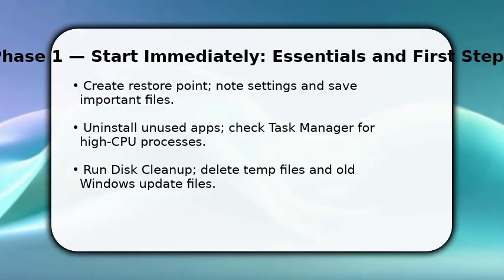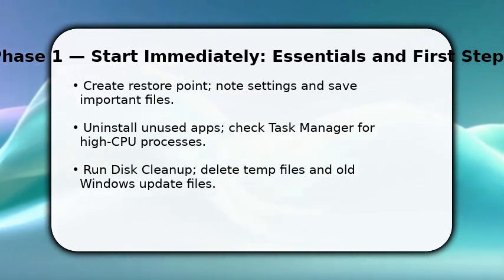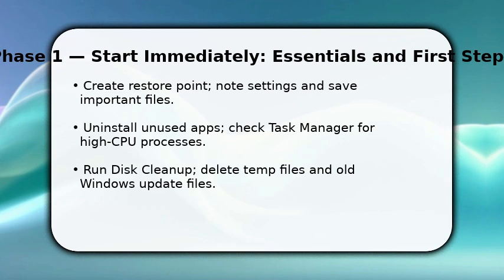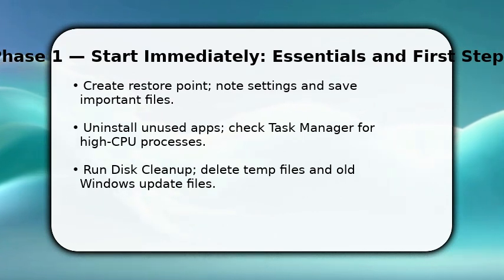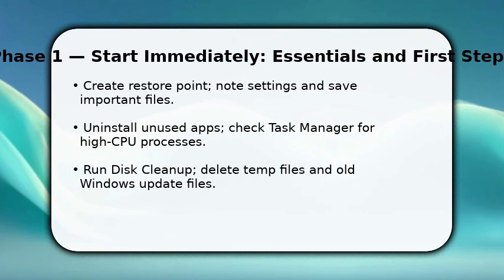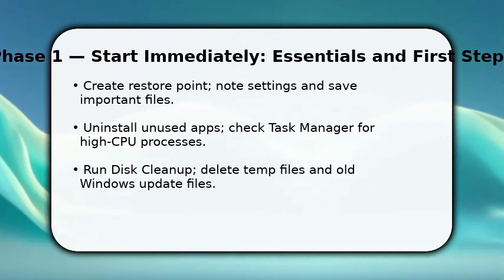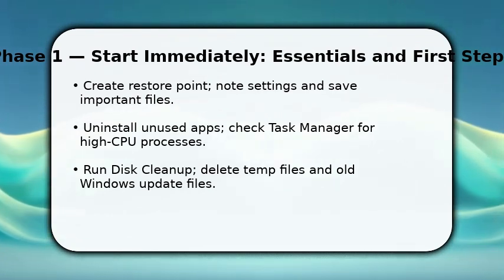You start by making a restore point and saving any open work, so changes are reversible. Next, open Task Manager and identify apps using CPU, memory, or disk. End only obvious non-system tasks. Once done, run disk cleanup, remove temporary files, Windows Update leftovers, and system cache to free gigabytes. These steps reduce background load and stop immediate swapping to disk, which is often the biggest cause of lag.